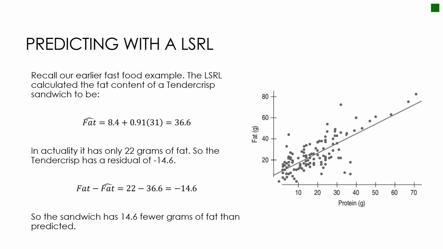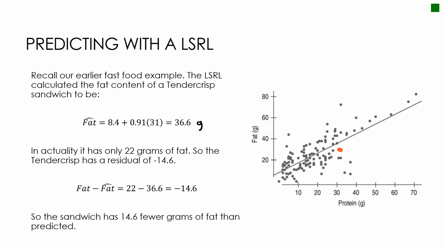We did this example earlier where we predicted the fat content of a Tender Crisp sandwich to be 36.6 grams of fat. And in actuality, it only has 22 grams of fat, which means if I'm looking at the 31 down here, the 26, it's probably this guy. This is probably my point.